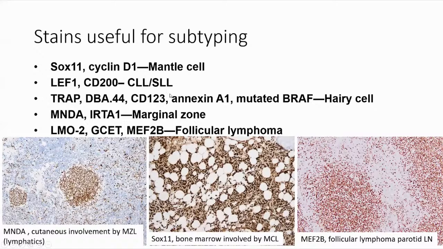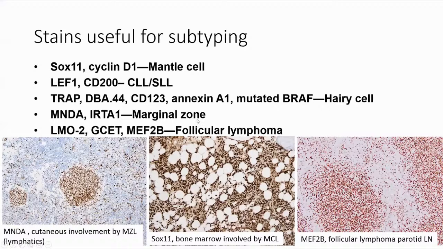Marginal zone can be a troublemaker because you do have reactive follicles, and potentially in some cases you can have overlapping features between marginal zone and follicular lymphoma. And so we have a number of markers for those settings, looking at myeloid nuclear differentiation antigen. This is actually in the skin. These nodules involving lymphatics, where you didn't necessarily have the typical pattern, were nicely labeled by MNDA. And IRTA1 is one that we've recently brought into our lab, which is really helpful.